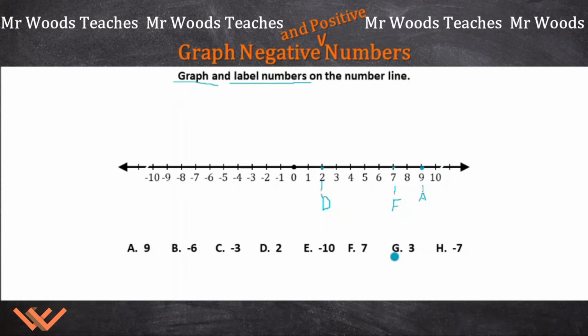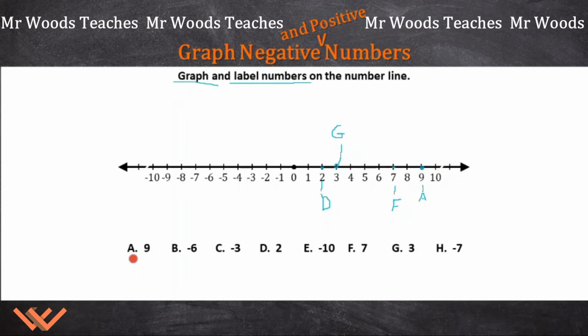Next number to graph is going to be positive 3, G. So 1, 2, 3. And sometimes you're like, well, wait a minute, that's kind of crowded. You can even come up here. It doesn't matter, unless you don't have enough space up there. But there's my G. Now we're going to work on negative numbers.